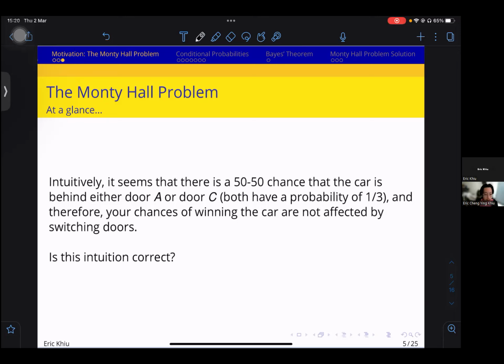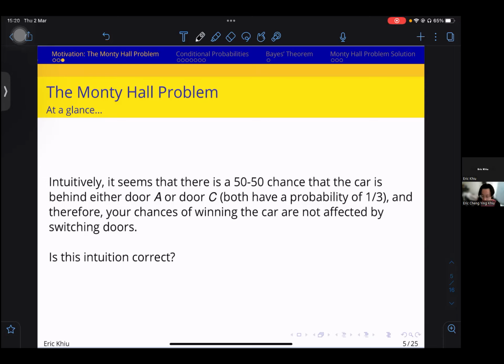Okay, it's like now you have more information to make your decision, which is that door B is not a winning door. But it's a little bit unintuitive because why does it have to do with door A and door C if door B is not a winning door? Well, this is why we need conditional probabilities.